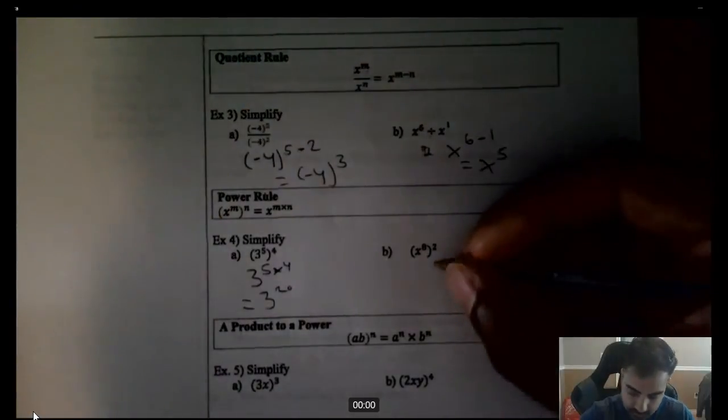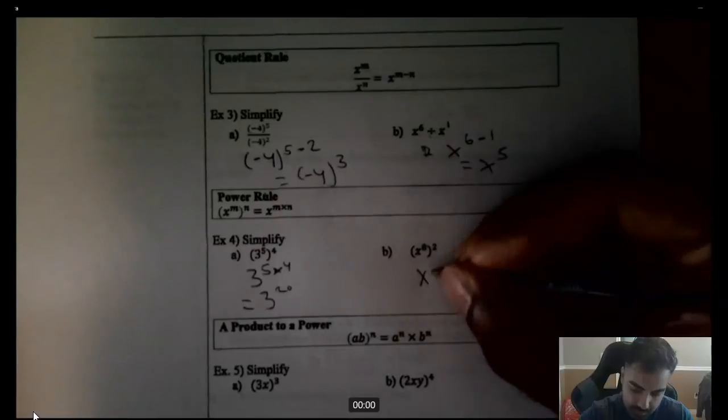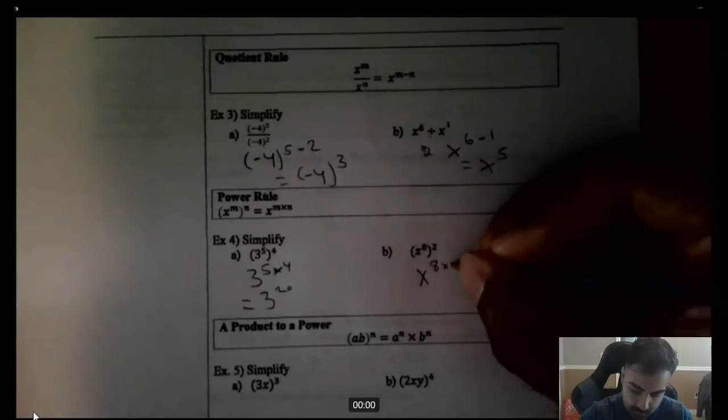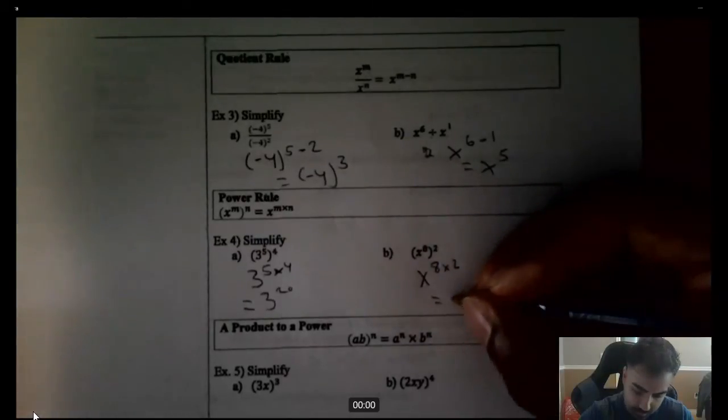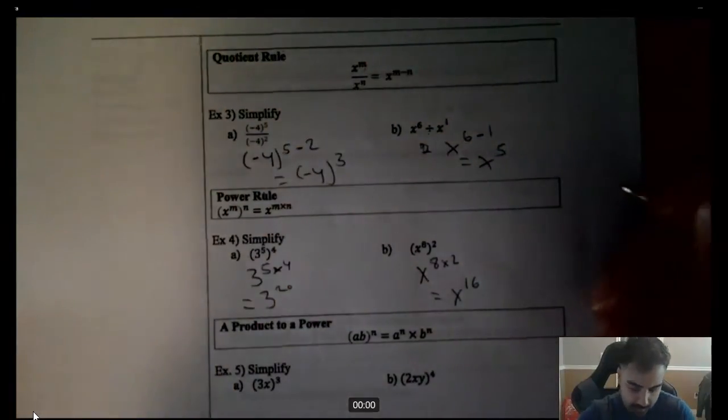Okay, so let's look at this one. Same idea here. So power to a power. So you know the rule is going to be multiply. So x to the power of 8 times 2. So you get x to the power of 16. Okay, sweet. Okay, let's look at the quotient rule.